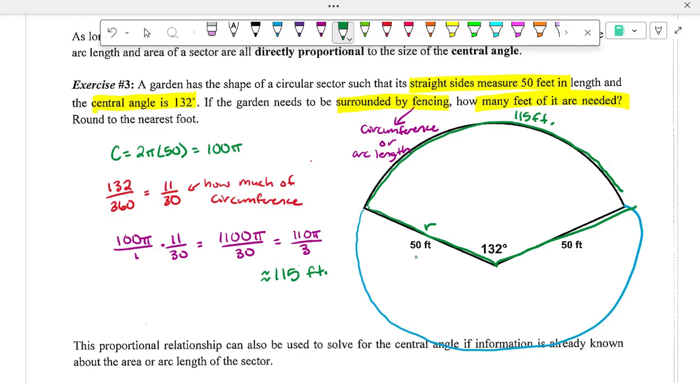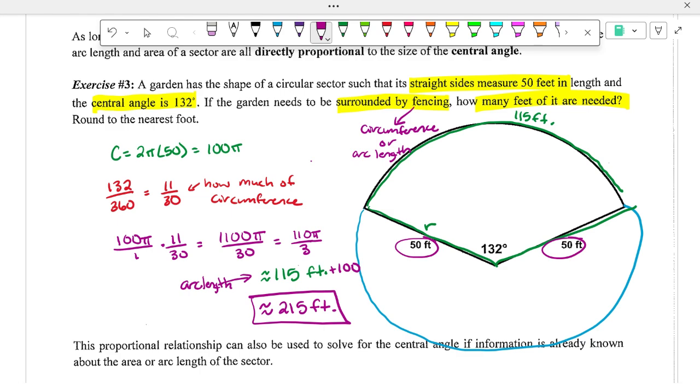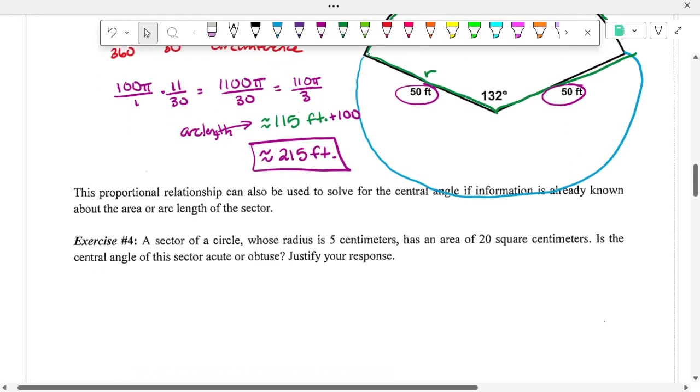Right. So we would add the other 250s to my answer to get my final answer. So in other words, we're just adding 100 to 115. So I should get approximately 215 feet for the entire garden. So this is the arc length, but because we want the entire garden, we have to add 100 to it, which is just 50 plus 50. Any questions on that one? All right.